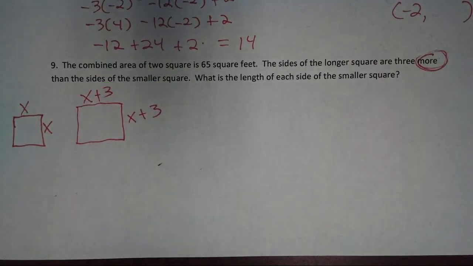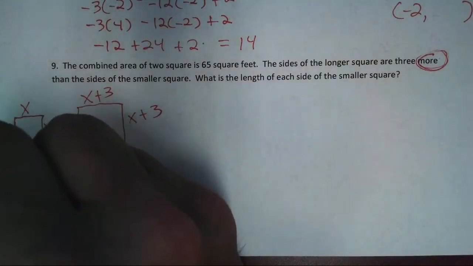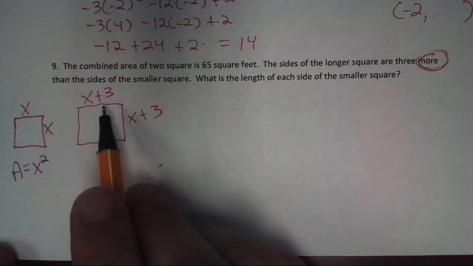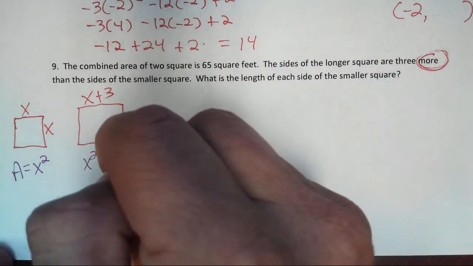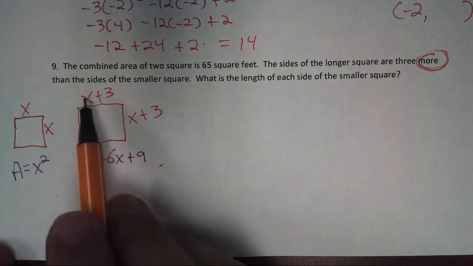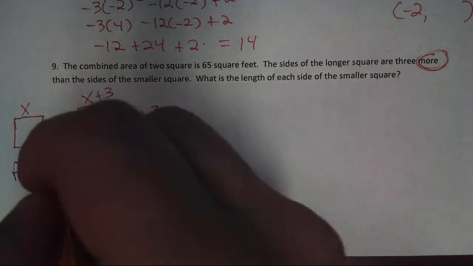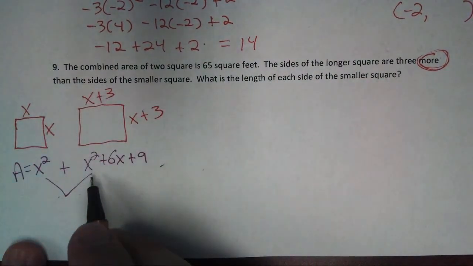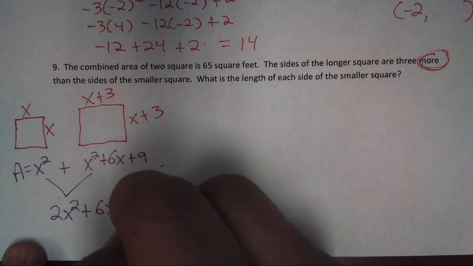It says, what is the length of each side of the square, which means we're going to have to solve for x. Well, it tells us the combined area is 65, so we actually have to find the areas. So the area of this one is x times x, which is x squared. The area of this one is x plus 3 times x plus 3, which is x squared plus 6x plus 9. Because you're just doing the distributive property with this, or you can use your Punnett square, however you like to do your multiplication. It says the combined area, so we are going to take these two and add them together. So x squared plus 6x plus 9. That's 2x squared plus 6x plus 9.